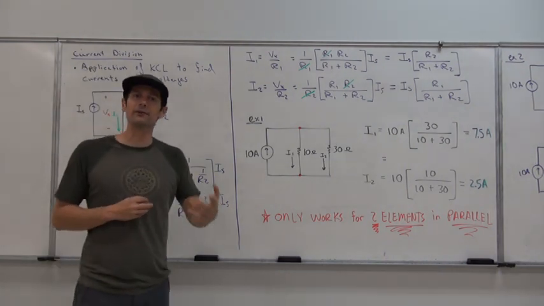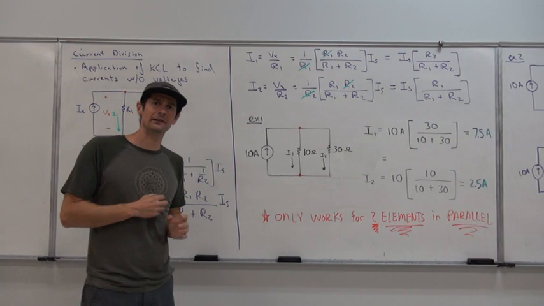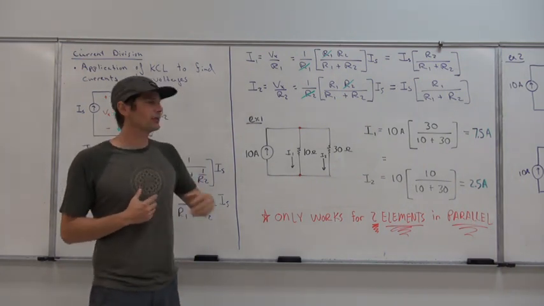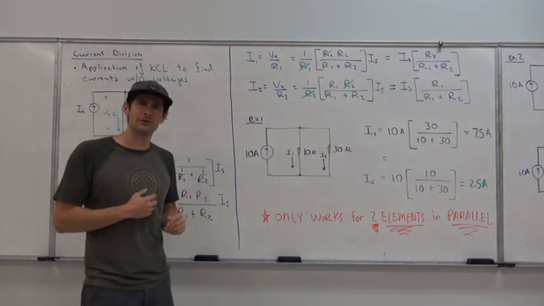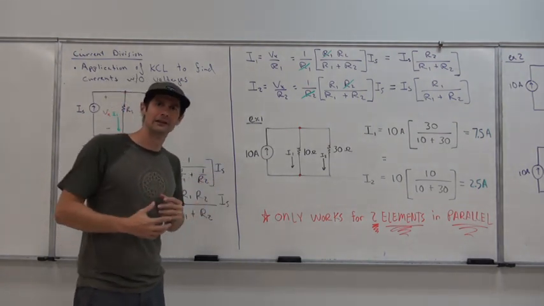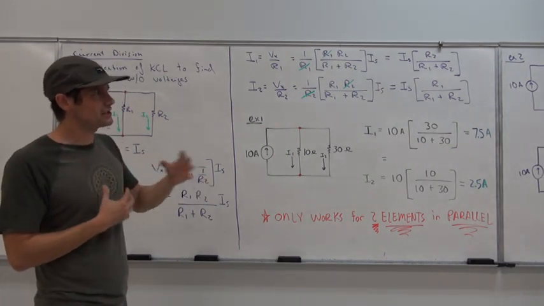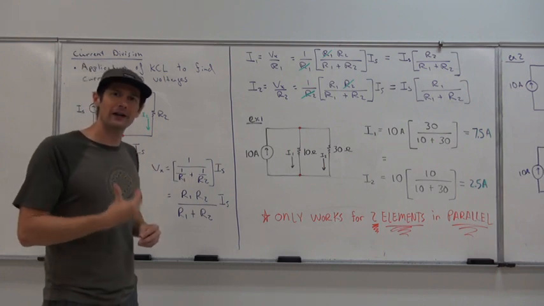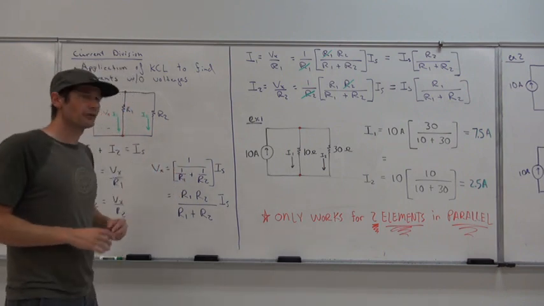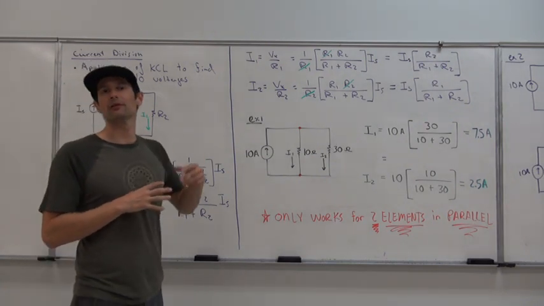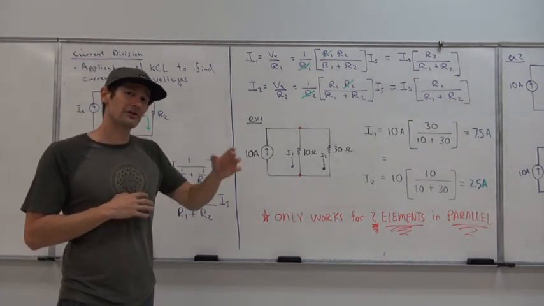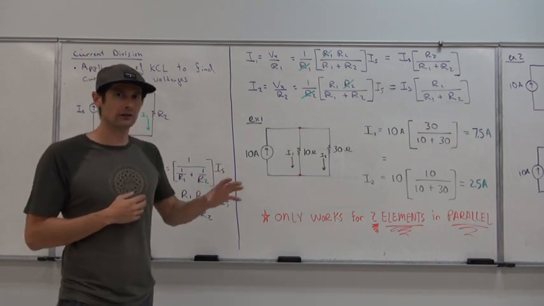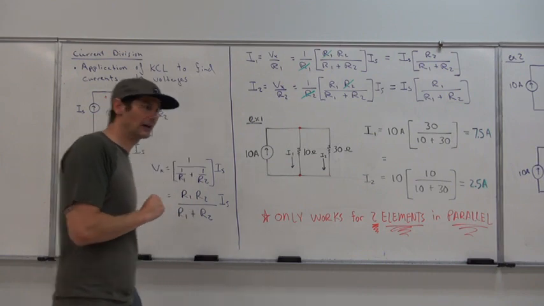So we're going to start off by deriving the form of the current division tool, and then we're going to do 3 examples in which we show how current divides throughout the circuit and how we can use this tool to find those currents directly. The big difference between voltage division and current division is that voltage division can be used with any number of elements in series. Current division is a little bit different, but let's find out why.